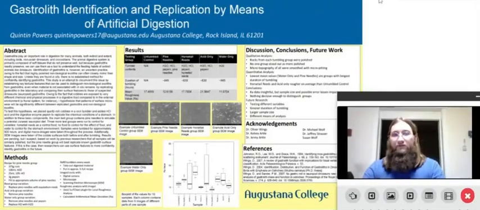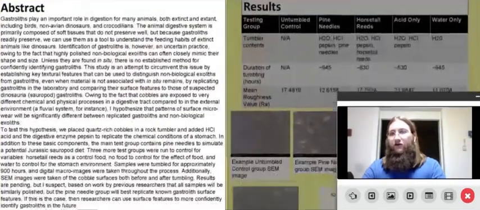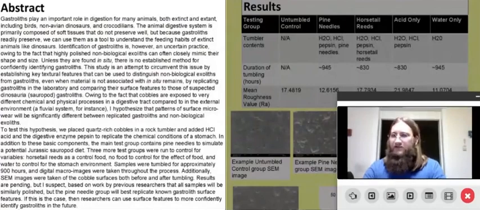Hi, my name is Quinn Powers, and this is my research project, Gastrolith Identification and Replication by Means of Artificial Digestion. The goal of this project is to bring some clarity to the issue of gastrolith identification, specifically to better distinguish gastroliths from non-biological exoliths.